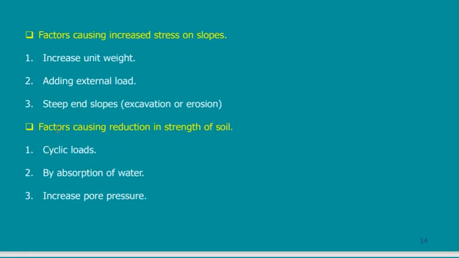The other factors causing reduction in soil strength: cyclic loading. This cyclic loading may be an earthquake. If you have an earthquake, then it would affect the soil. Absorption of water: if water comes into this slope, it will affect the soil properties. Increasing the pore pressure. If the pore pressure for some reason increases, we said that increasing the pore pressure is very bad. You remember why we said that?